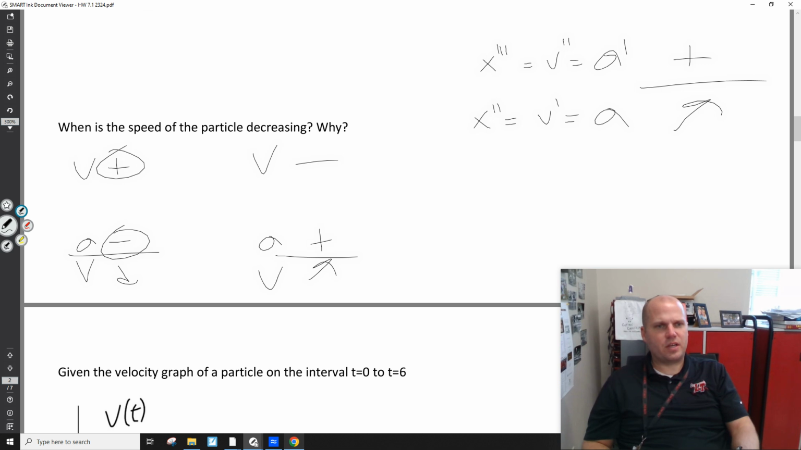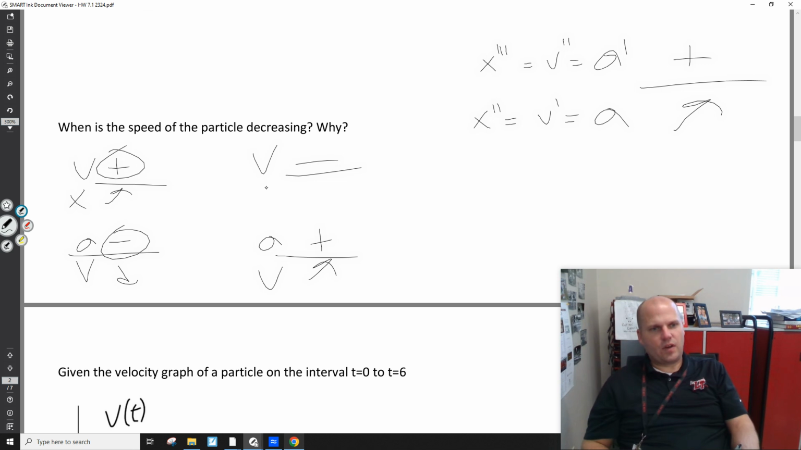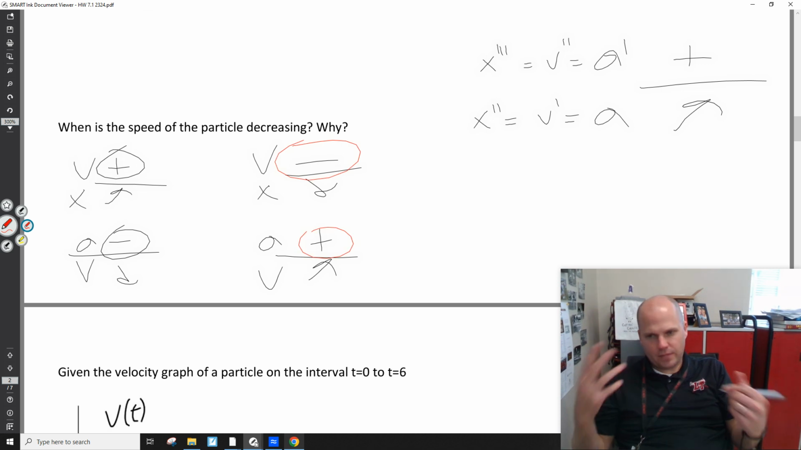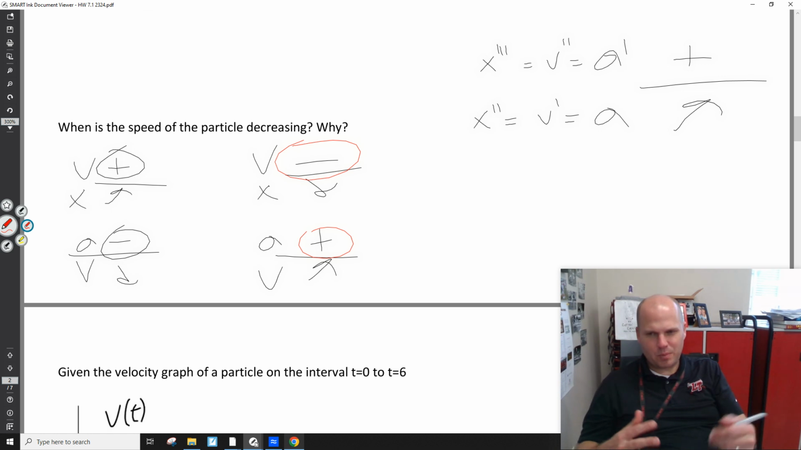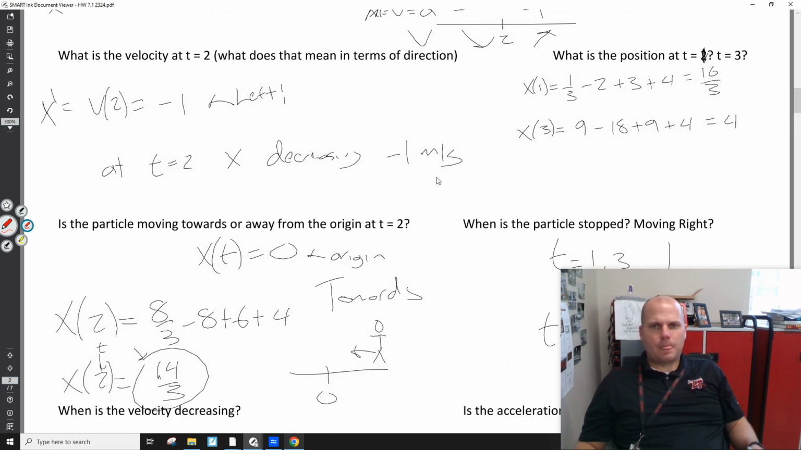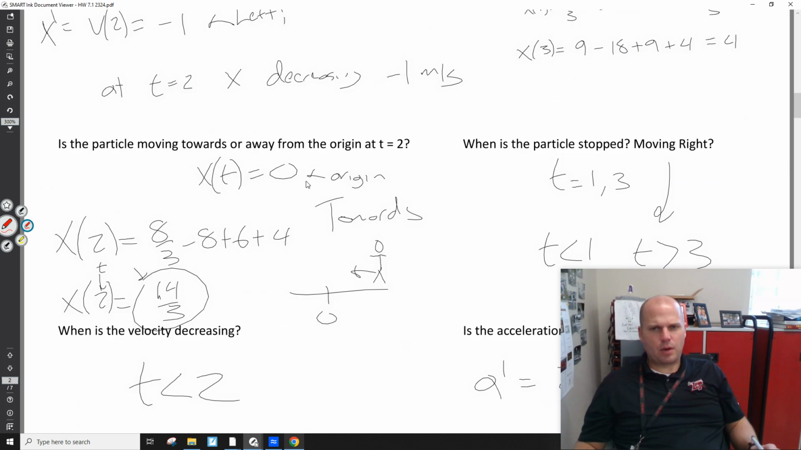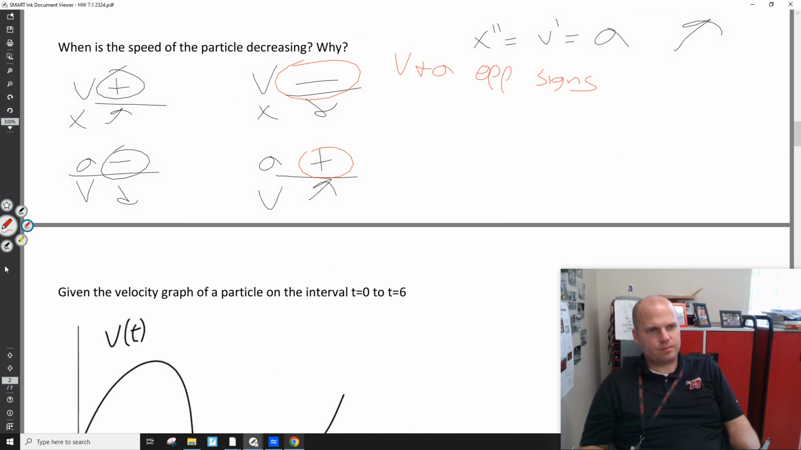I've taught this so many different ways with so many different focuses. If I'm going to the right, but my velocity values are decreasing, if I'm going to the left, but my velocity values are increasing. Signs of V and A are opposite is what I used to just teach and say, hey, memorize this. But I hope you understand it. V and A are opposite signs. Here's V and A. Opposite signs. Probably should stack them on top of each other, to be honest.